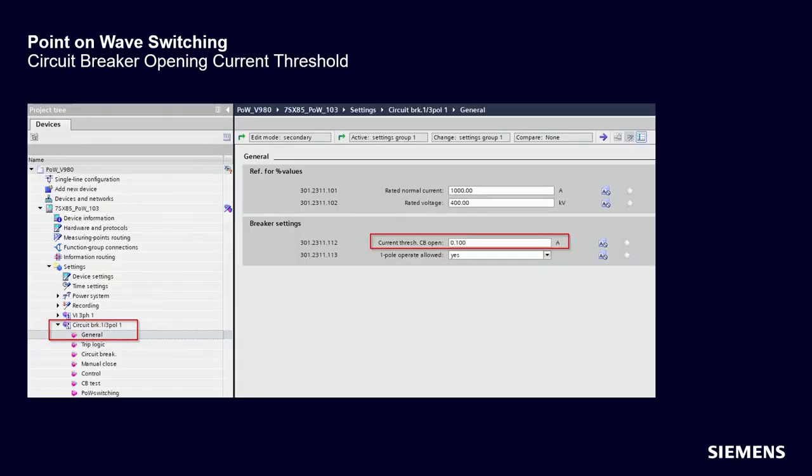Please keep in mind that the threshold value for the circuit breaker opening current threshold is located in the general settings of the circuit breaker. You can find it as current threshold CB open under parameter number 112.